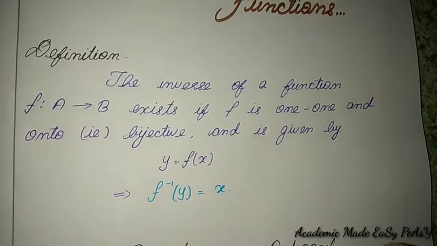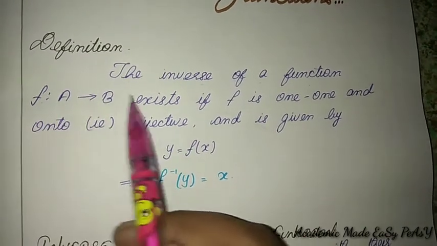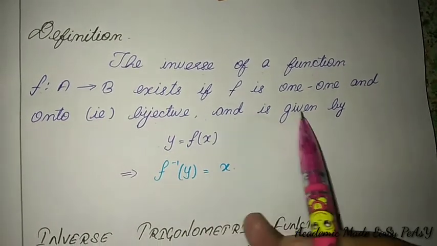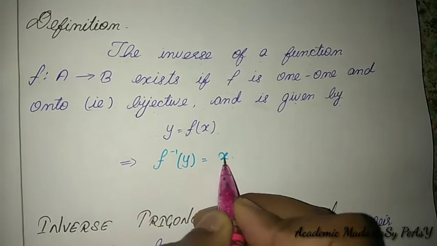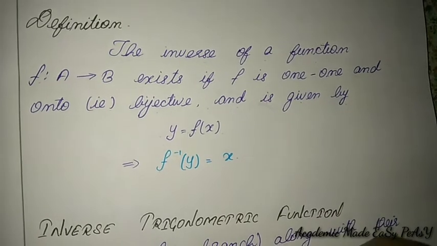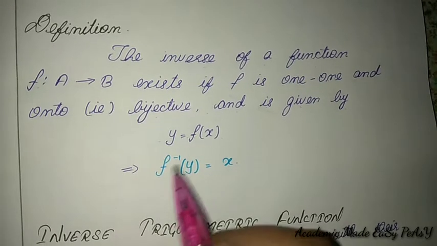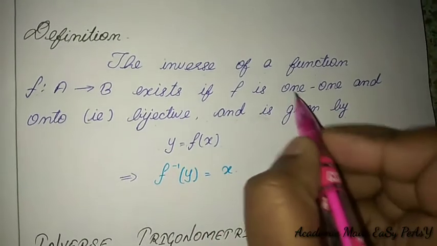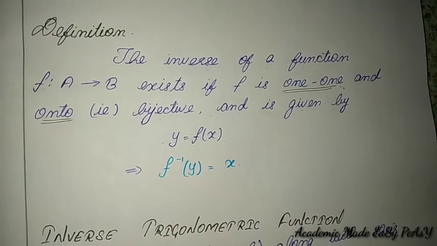First, let me give you the definition of inverse. The inverse of a function from A to B exists if f is 1 to 1 and onto, that is bijective, and is given by y equals f of x, that is f inverse of y equals x. Already I have taught you in the previous chapter what is 1 to 1 and onto, that is a bijective function. If you have not watched that video, I will attach the link in the description box. You just watch it so that you'll be very clear. So f should be 1 to 1 and onto. Then we have an inverse for the given function.